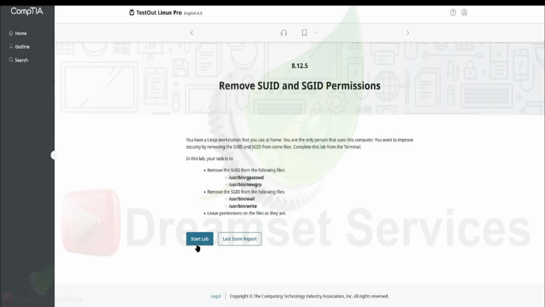In this lab, your task is to remove the SUID from the following files: /usr/bin/gpasswd and then /usr/bin/newgrp. Then remove the SGID from the following files: /usr/bin/wall and then /usr/bin/write, and you're also going to leave the permission on the files as they are. So I guess that is all we need to do in this lab.